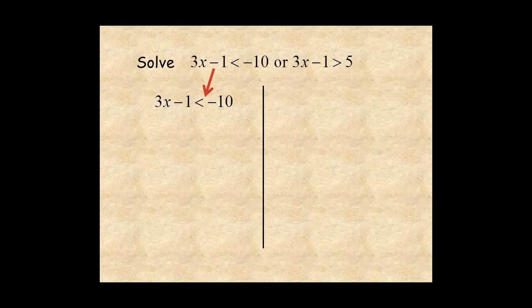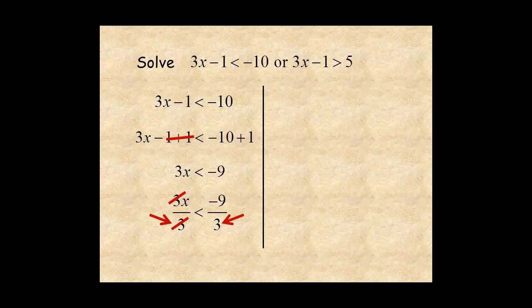Add 1 to both sides for 3x less than negative 9. Then divide both sides by 3 for x less than negative 3.